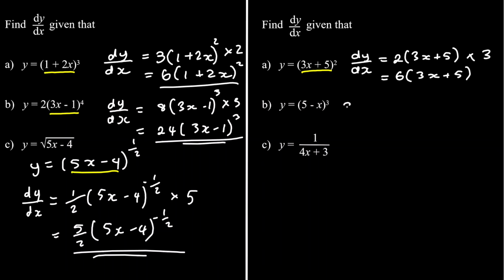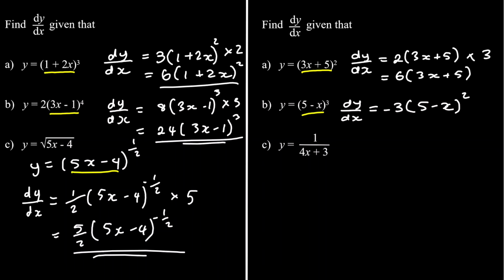The second one, times by the power, 3 times (5 minus x) to the power of 2, times by the bracket differentiated, so times by the power, take 1 off the power, times by the bracket differentiated, which is negative 1. So we get negative 3 times (5 minus x) squared.